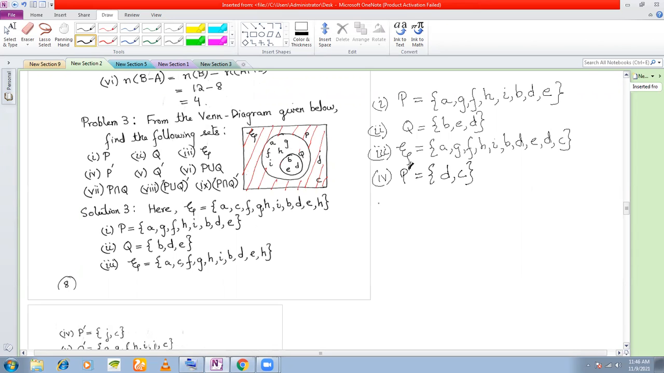Okay. Number 5. Q complement. So which part represents Q complement? Those letters that are not there in Q. Okay. So we are going to write.